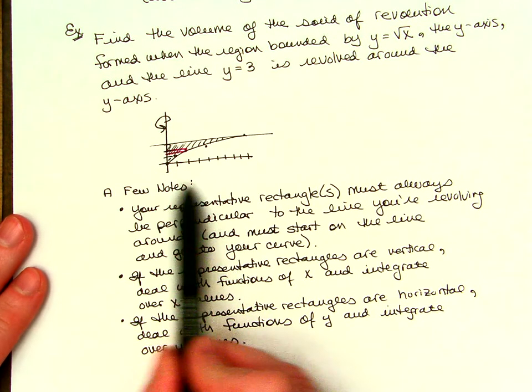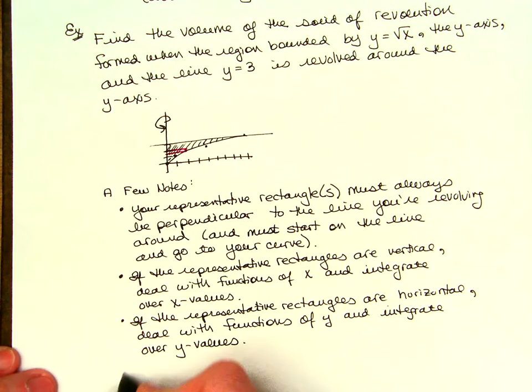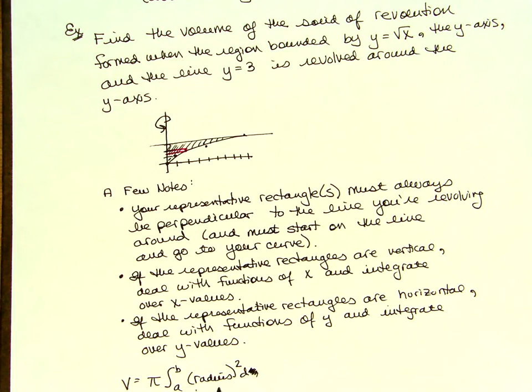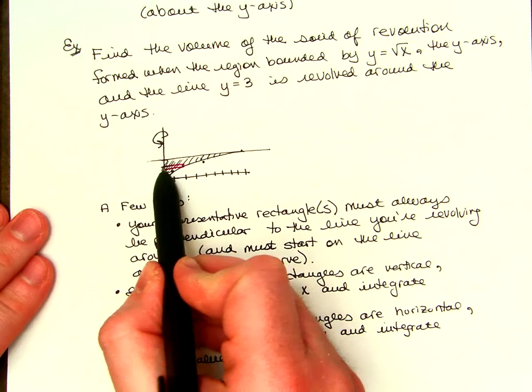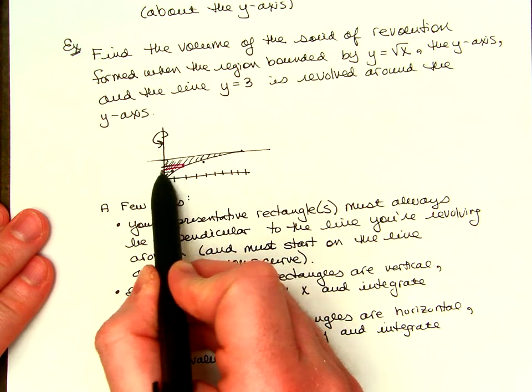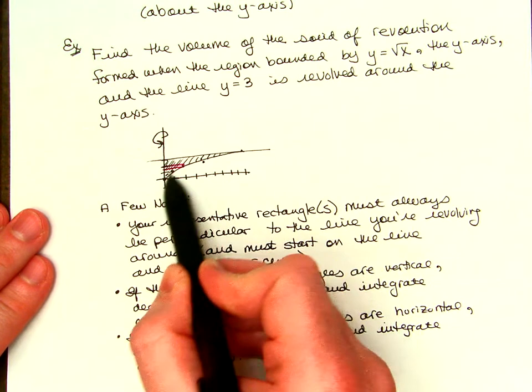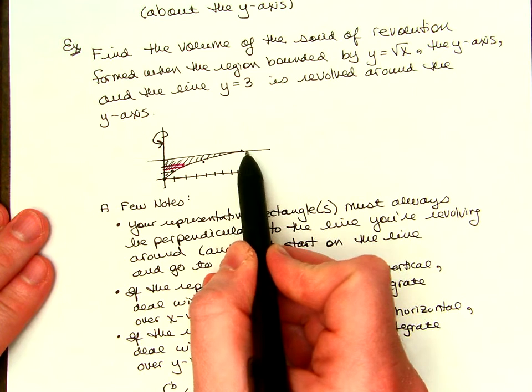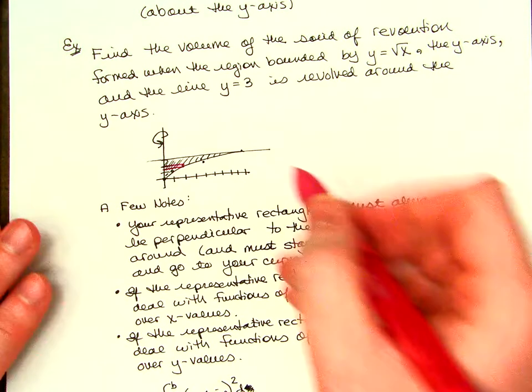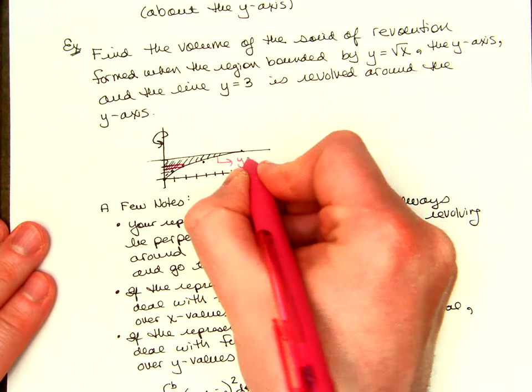So again, going back to that problem, this is a disk method problem, so my formula is going to be V equals pi times the integral from a to b of just the radius squared, rather than the outer radius squared minus the inner radius squared, d, well, whatever that thing ends up being, d something. Our radius, the length of this rectangle, is just going to be this function over here, but instead of calling this y equals the square root of x, which is what it is, let me write that down somewhere. This is y equals the square root of x.